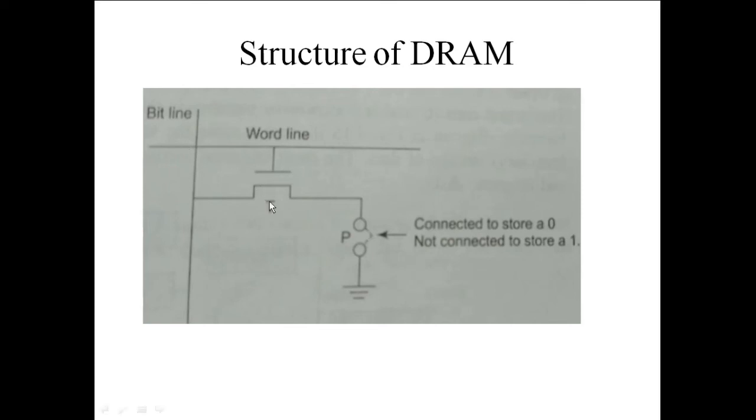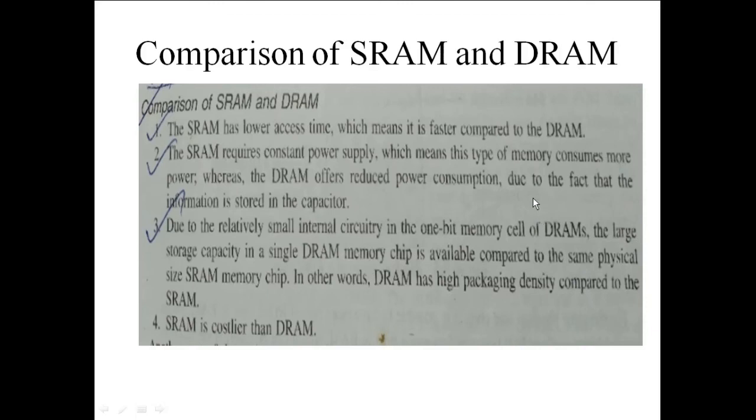So here there are two components, whereas in the SRAM there are 4 components. So the size and cost of the DRAM is comparatively lower than the SRAM. Now here is the comparison between the SRAM and DRAM. SRAM has the lower access time, which means it is faster compared to the DRAM. That means the static RAM is faster than the DRAM. SRAM requires a constant power supply, which means this type of memory consumes more power, whereas DRAM offers reduced power consumption due to the fact that the information is stored in a capacitor. So the SRAM consumes more power, whereas DRAM consumes comparatively low power.